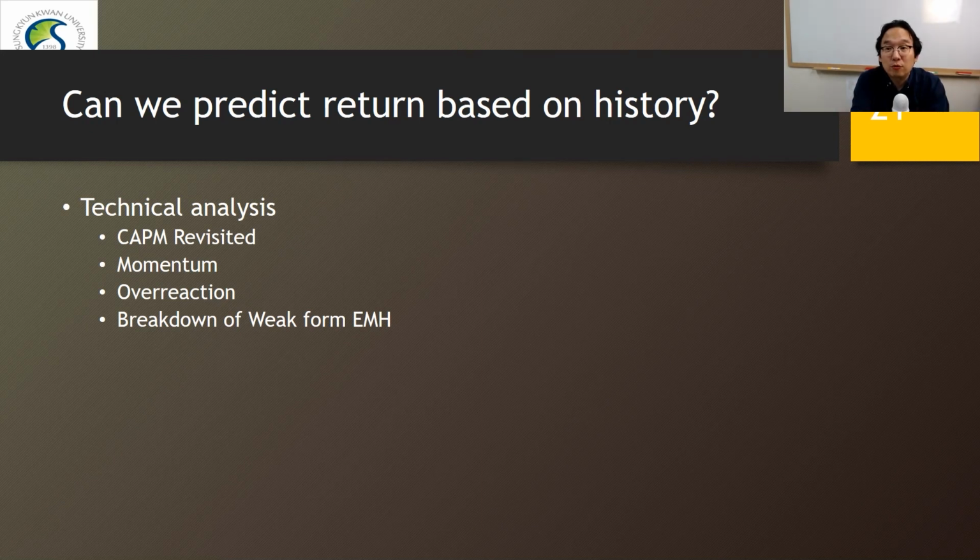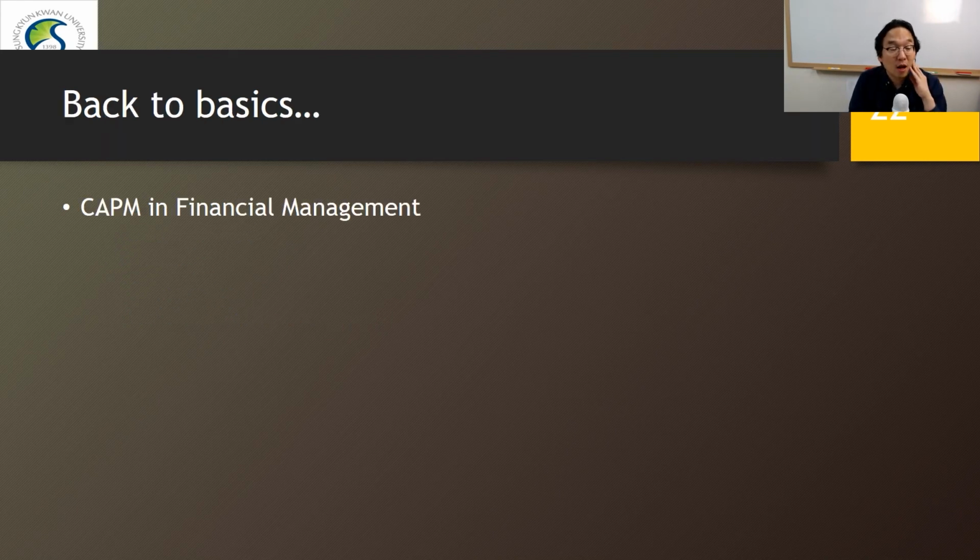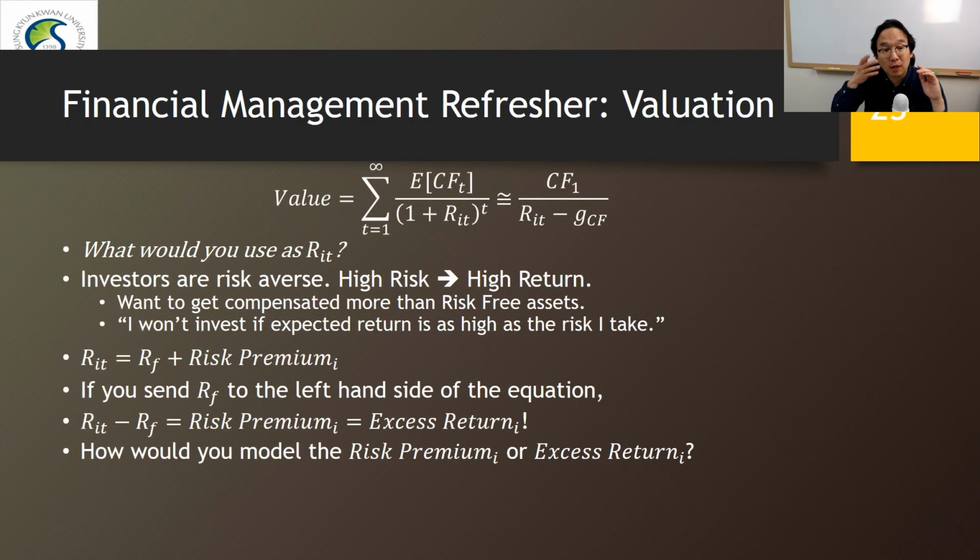Before we go into momentum, which is evidence against weak form market efficiency, we want to refresh our memories about the capital asset pricing model. Let's revisit this one. Well, CAPM in financial management, how did it work? Let's start one by one.